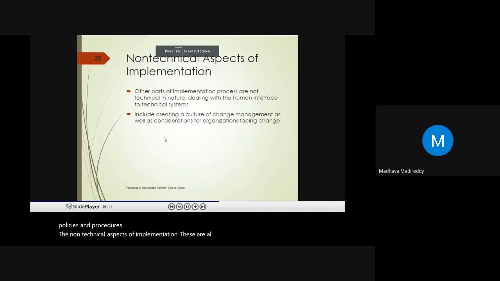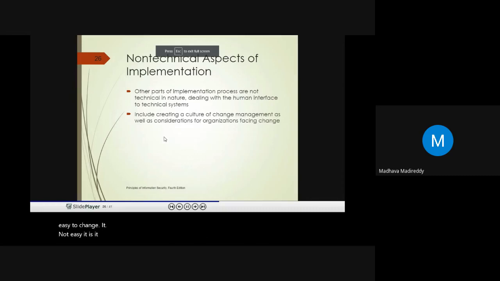Now if you look at the non-technical aspects, the other parts of the implementation are not technical in nature. For example, human interface and technical systems are primarily non-technical. So how people are trained, how people interact with these technical systems, those aspects should also be taken into consideration. So basically it's talking about change. Is it easy to change? It's not easy.